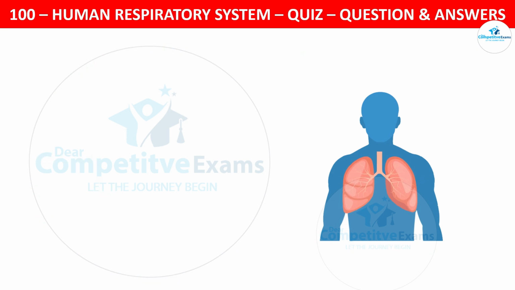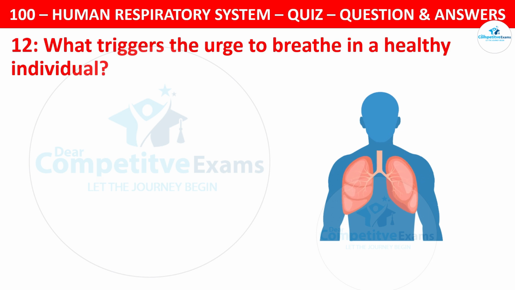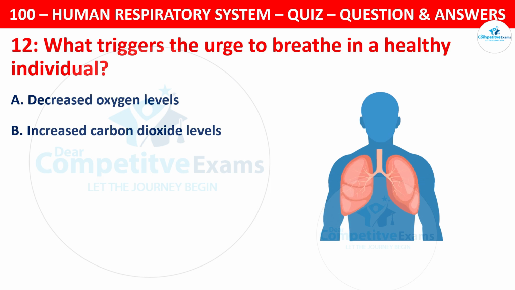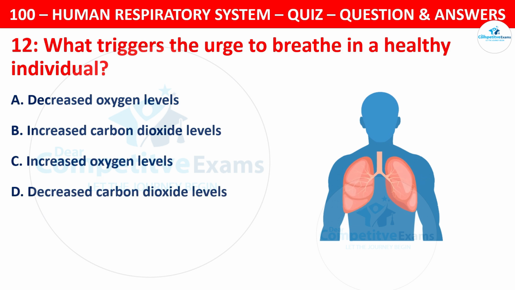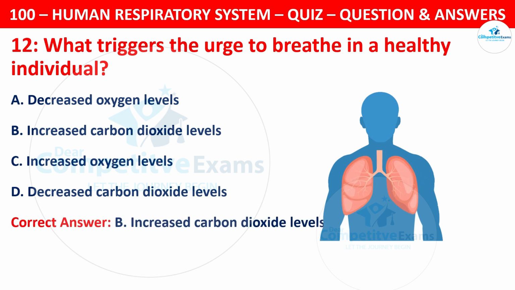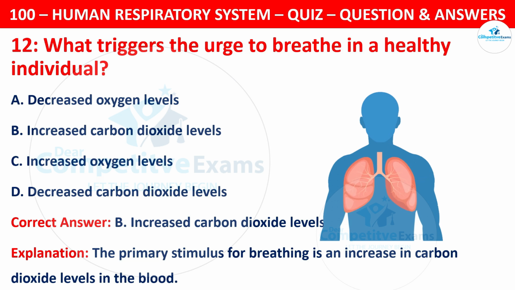Question number 12. What triggers the urge to breathe in a healthy individual? Your options are decreased oxygen levels, increased carbon dioxide levels, increased oxygen levels, or decreased carbon dioxide levels. The correct answer is B, that is increased carbon dioxide levels. The primary stimulus for breathing is an increase in carbon dioxide levels in the blood.